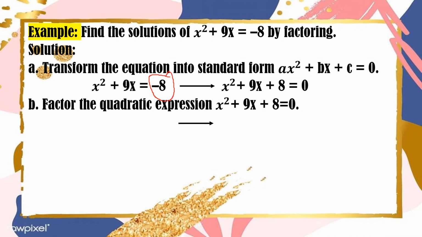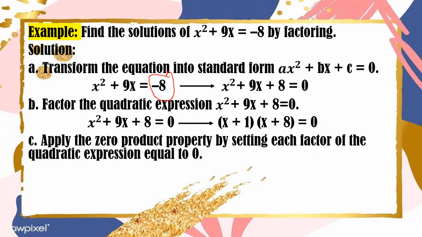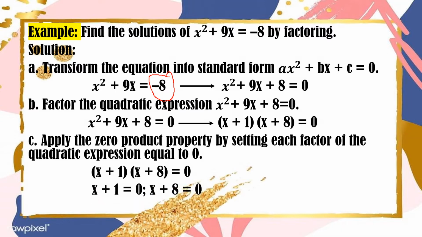B. Factor the quadratic expression x squared plus 9x plus 8 equals 0. The factors are the quantity of x plus 1 times the quantity of x plus 8 equals 0. C. Apply the zero product property by setting each factor of the quadratic expression equal to 0. So the factors will become x plus 1 equals 0 and x plus 8 equals 0.